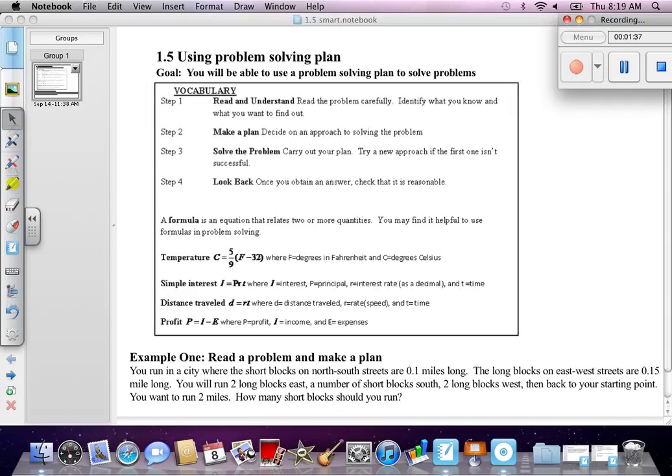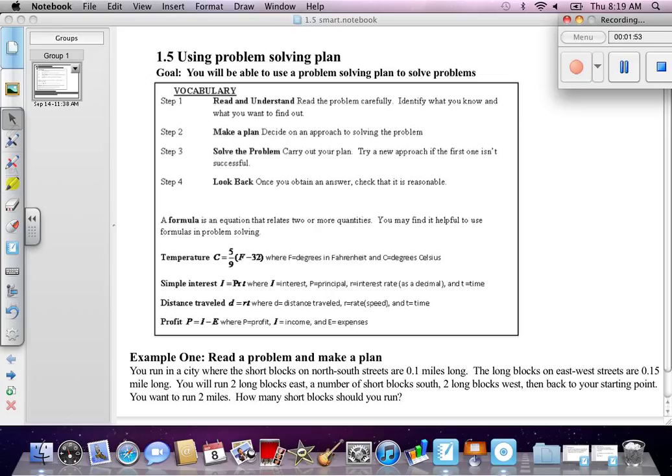Simple interest, where the interest equals the principal times the rate times time. You guys have probably heard of the distance one. Distance equals rate times time. Do you remember that? How fast you're going. So if you're going 10 miles per hour for 2 hours, you've gone 20 miles. Rate times time equals the distance that you've gone. That one you'll use a lot.